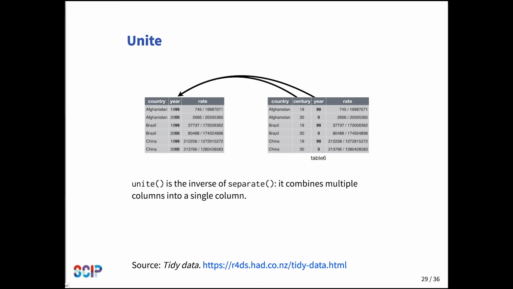Unite does the opposite. Unite combines multiple cells into a single column. As we can see there, in this instance on the right, century and year are combined together into the one column called year.